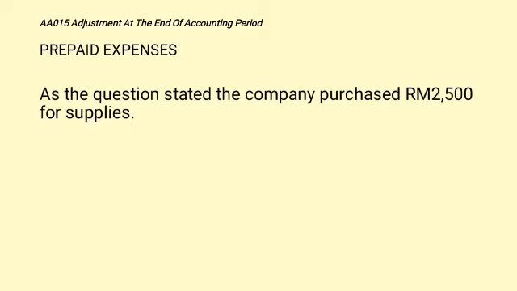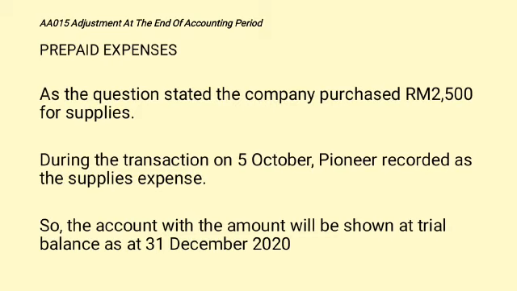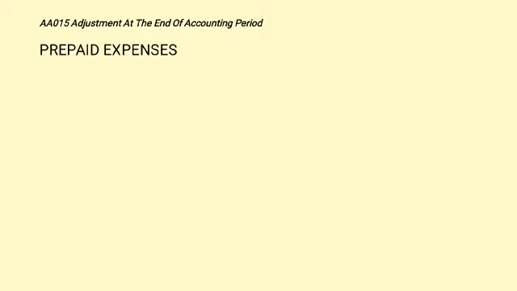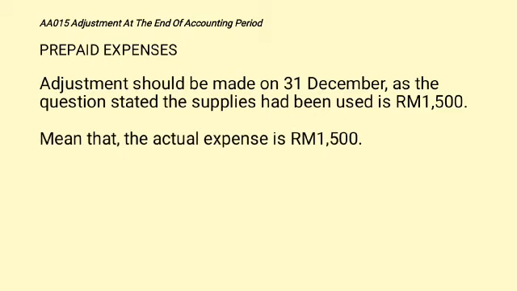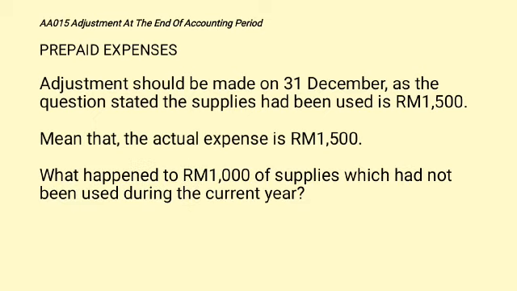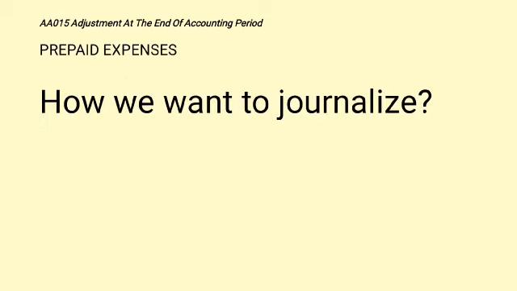As the question stated, the company purchased RM2,500 of supplies. During the transaction on 5th October, Pioneer recorded it as supplies expense. So, the account with the amount will be shown at the trial balance as at 31st December 2020. Adjustment should be made on 31st December. As the question stated, the supplies used is RM1,500, which means the actual expense is RM1,500. What happened to the RM1,000 of supplies which has not been used during the current year? Yes, we need to bring forward this figure to the next accounting period as supplies account.